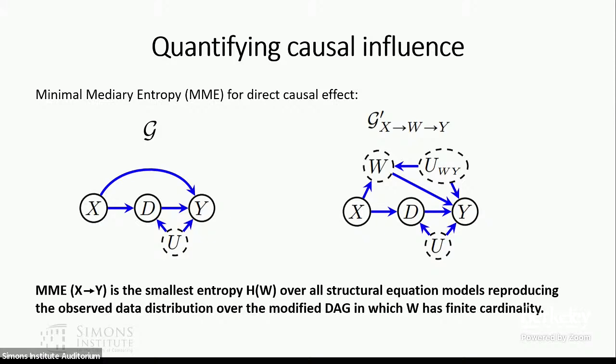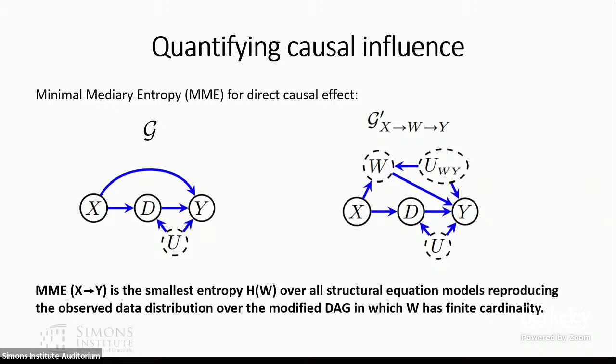And now this definition very much reflects the idea of conveying information along a path, and how the entropy of a variable along the path is connected to how much information we can actually transfer. So we define the minimum mediary entropy to be the smallest entropy of w, where w is the variable that we inserted, over all structural equation models reproducing the observed data distribution over the modified DAG, in which w has finite cardinality.